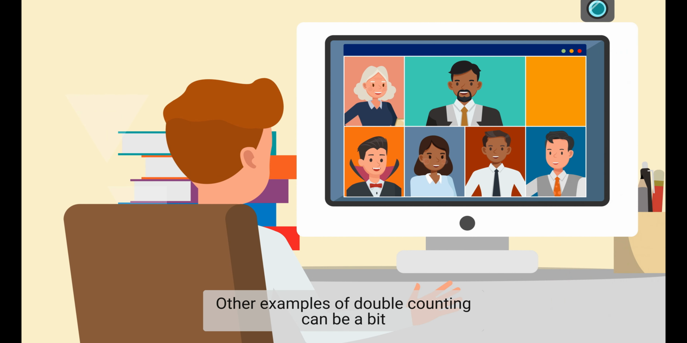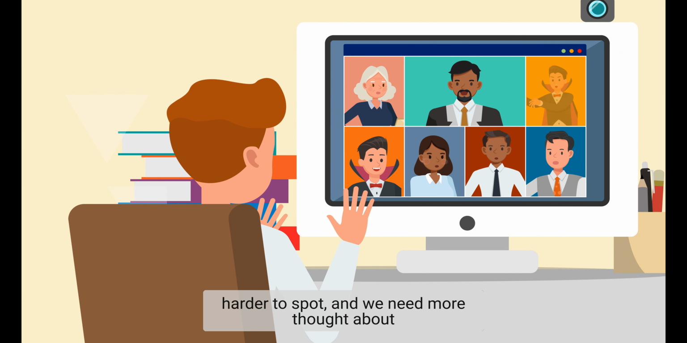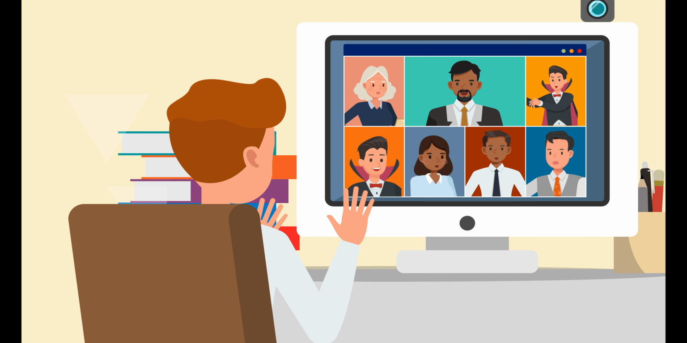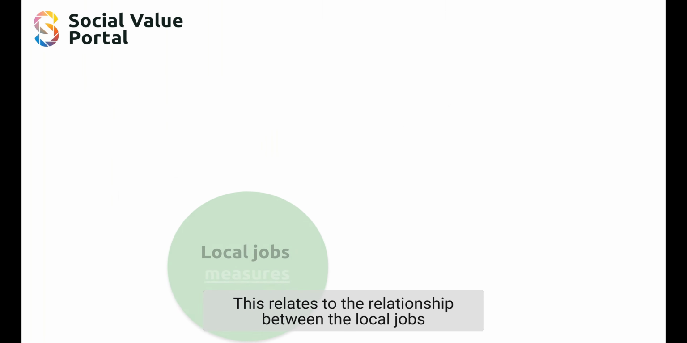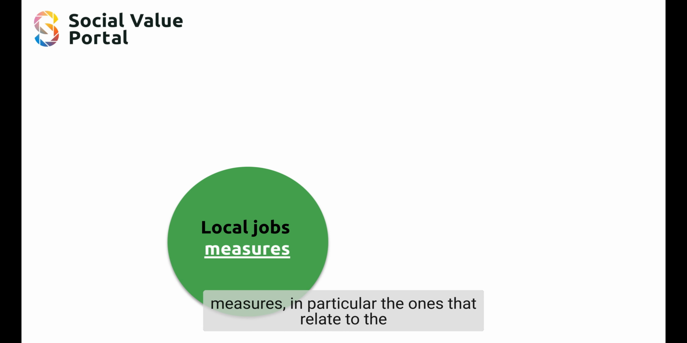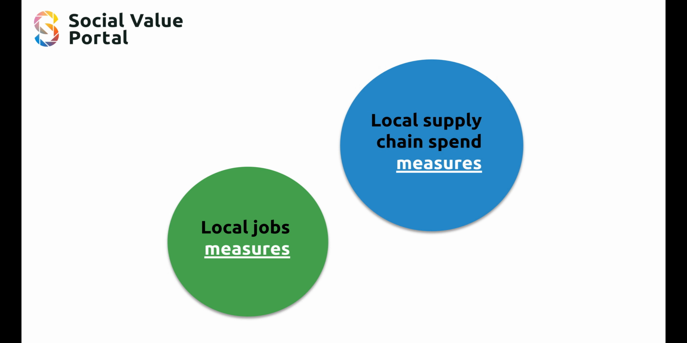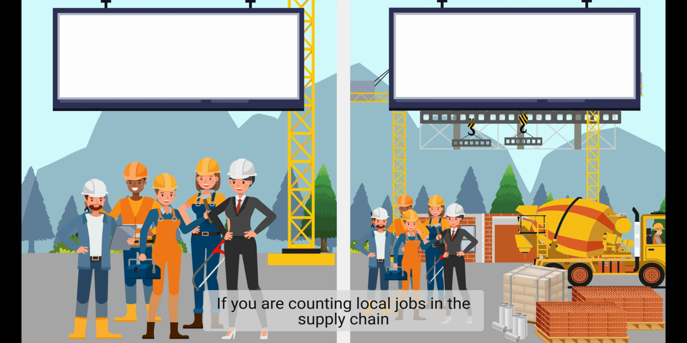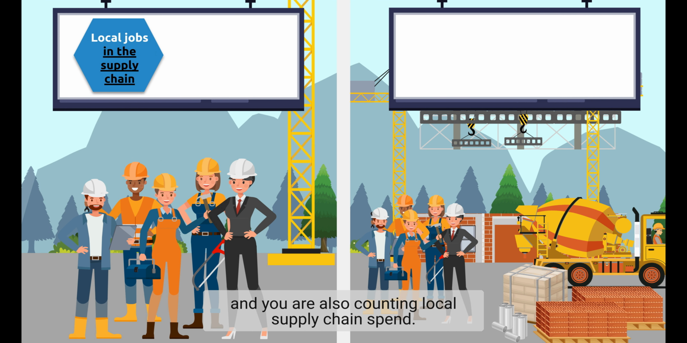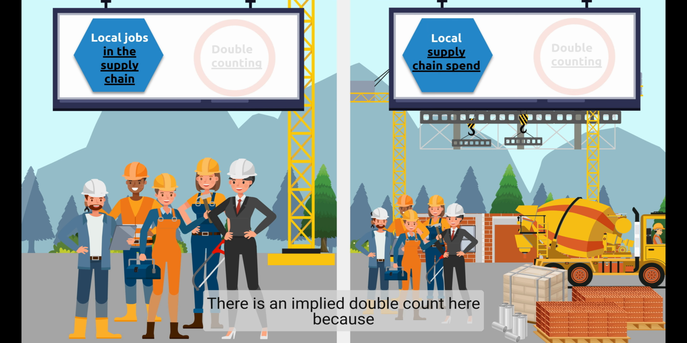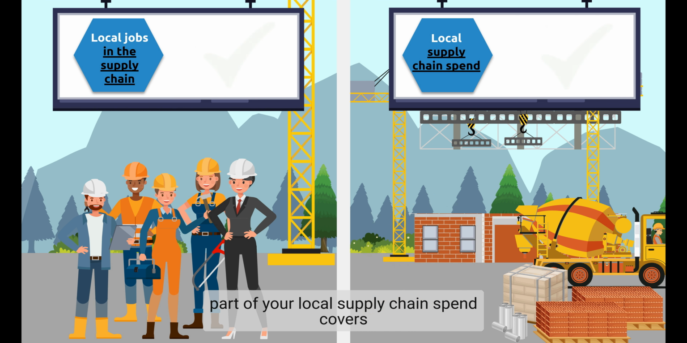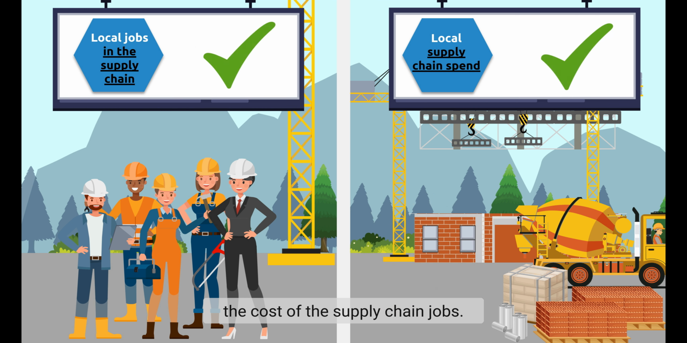Other examples of double counting can be a bit harder to spot, and we need more thought about what is really happening behind the activity being recorded. This relates to the relationship between the local jobs measures, in particular the ones that relate to the supply chain, and the local supply chain measures. The key point is this: if you are counting local jobs in the supply chain and you are also counting local supply chain spend, there is an implied double count here, because part of your local supply chain spend covers the cost of these supply chain jobs.